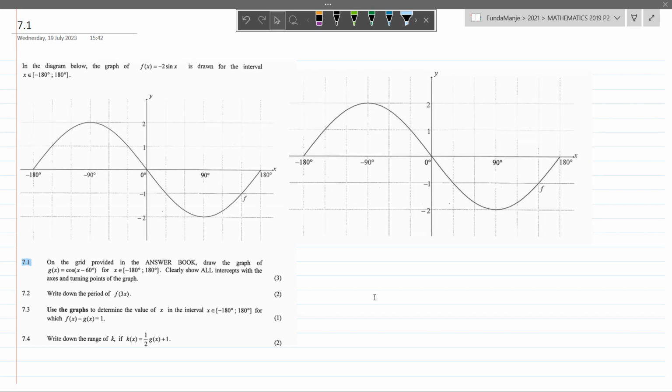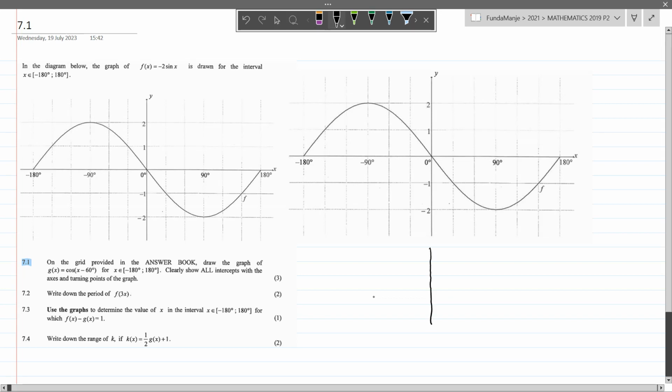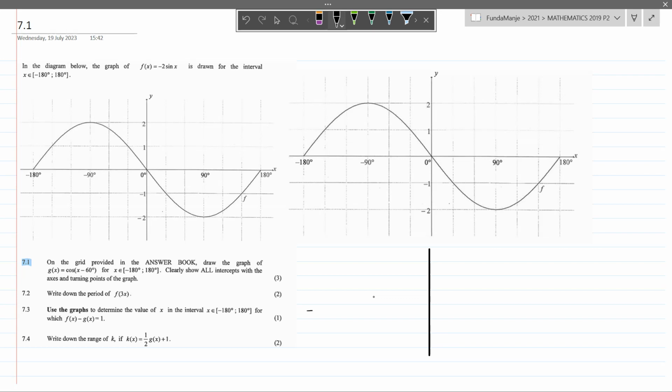So we have to draw the graph of cos(x - 60) for all values from -180 to 180 onto this plot. In your answer book, you'll be given a similar plot with the graph of f(x) already drawn into it. So in order for you to draw this graph, it is imperative that you know what a standard cos graph looks like.